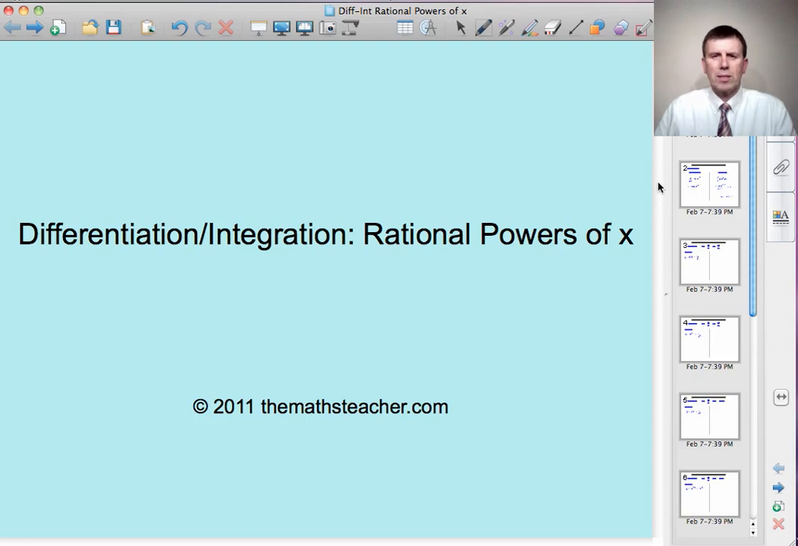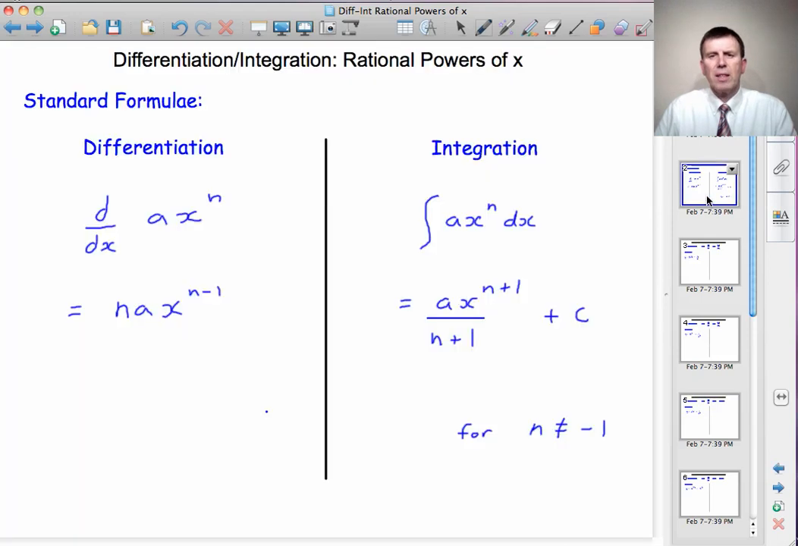Hello and welcome to a lesson on differentiation and integration. This lesson follows on from the lessons on differentiating and integrating polynomial functions. And this time we'll be looking at differentiating and integrating rational powers of x. To begin then, let's remind ourselves of the standard formulae for differentiating and integrating powers of x.